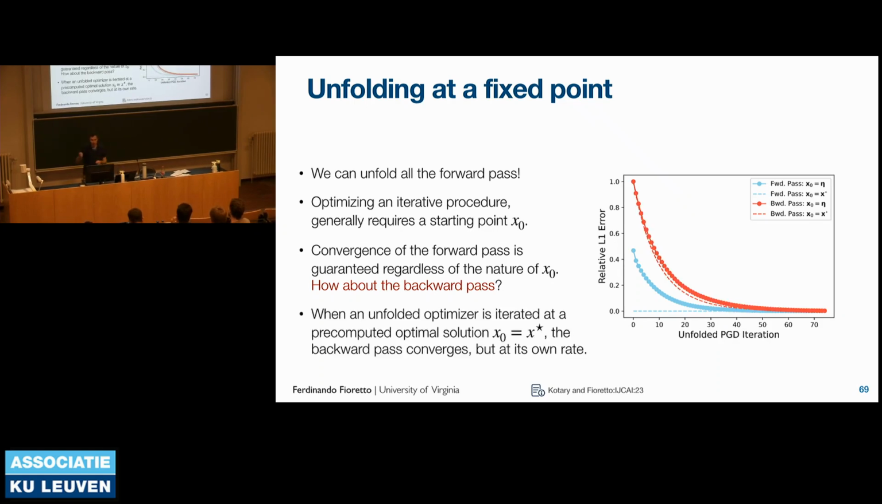And here we're showing what happened with the backward pass. Essentially, you can show that when an unfolded optimizer is iterated at a pre-computed solution that was given by our solver call, then the backward pass converges, but it converges at its own rate. I want this to be clear. What we're doing in this plot with the red balls is iterating at the optimal solution, at x star. The backward pass converges, but it converges slower than the forward pass. And why is this important?